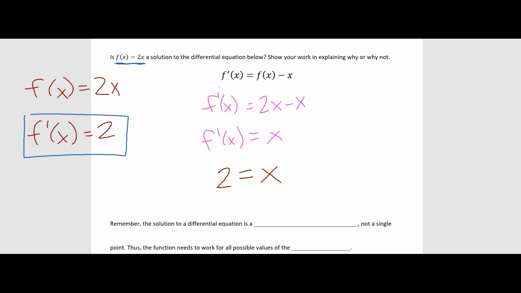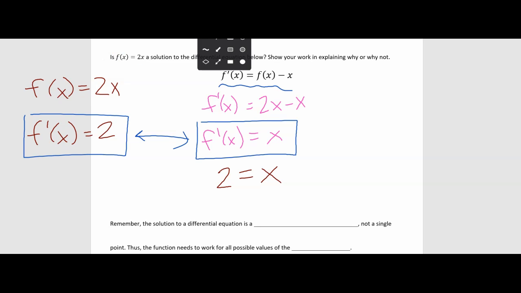As I'm breaking down my differential equation, though, I get an equation that says f prime of x is equal to x. Well, those are not the same, right? One of those is saying the derivative is always equal to 2. One of those is saying, excuse me, the derivative can change based on what x is. So essentially, this function right here is a solution when x is equal to 2, but otherwise it's not a solution. So is it a solution to the differential equation?